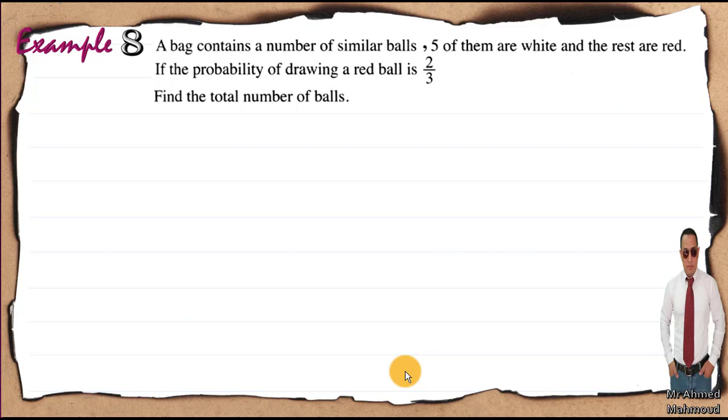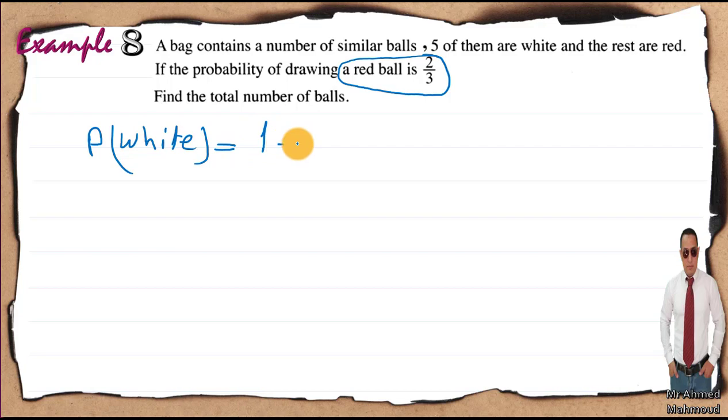A bag contains number of similar balls. 5 of them are white and the rest are red. Okay, the probability of drawing a red ball is 2 over 3, then the total number is... Okay, now I have red, the probability of red equal 2 over 3. Okay, now I'm going to evaluate the probability of white equal 1 minus, because the total probability equal 1, minus 2 over 3 equals 1 over 3. Now I have the probability of white and I have the number of white.